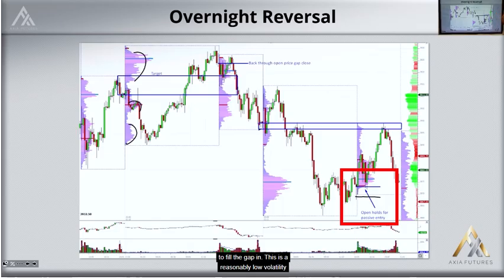This is a reasonably low volatility period. This whole cash session range to get all the way back up is 30 handles. It's not a huge one. But the idea there is that you're using the failure to go one way back through the open as your indication that this can then reverse that overnight positioning.